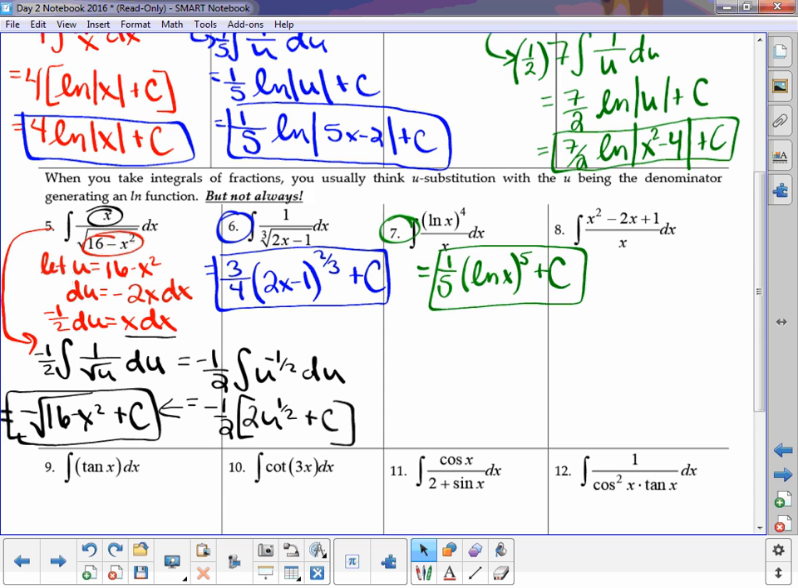Alright, so your homework is to do the odds in this packet, the odds, and next class we'll do more practice with this. Number 7, because you didn't do the antiderivative of 1/n. So, like, I've been having trouble.